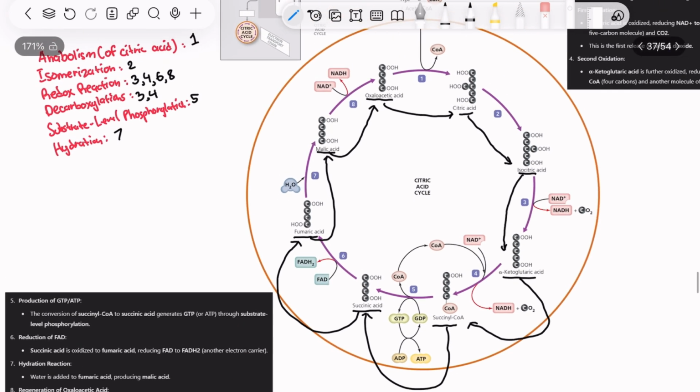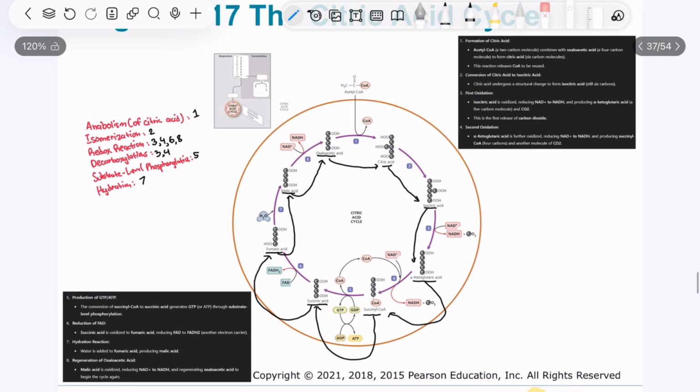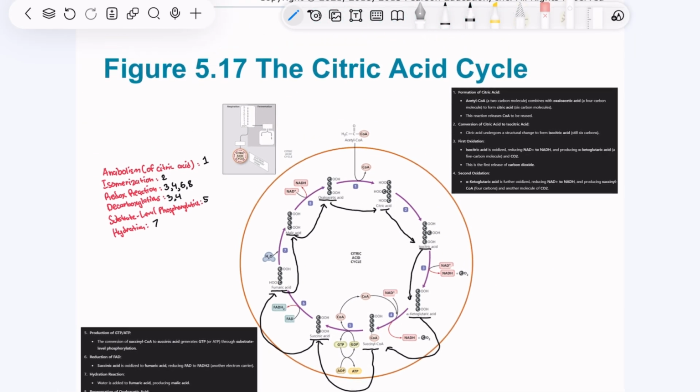Water is then added to fumaric acid, producing malic acid. The malic acid is oxidized, reducing NAD plus into NADH, and regenerating oxaloacetic acid to begin the cycle once again. So the final products of one turn of the cycle are 3 NADH, one right here, one right here, one right here, one FADH2 right here, one ATP or GTP right here, 2 CO2 right here, and one oxaloacetic acid right here.